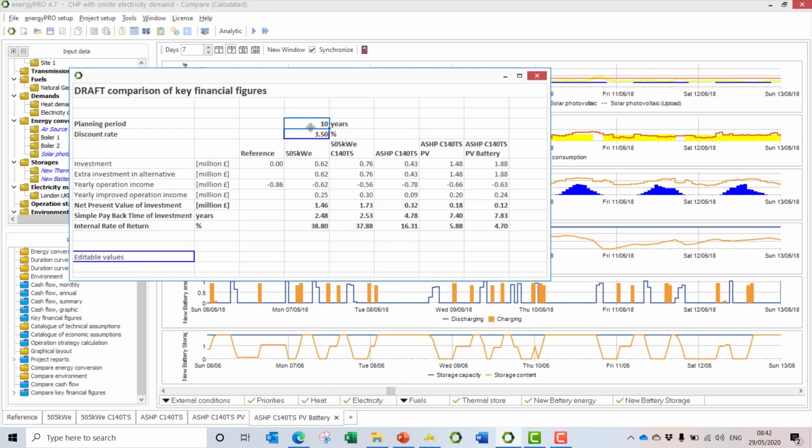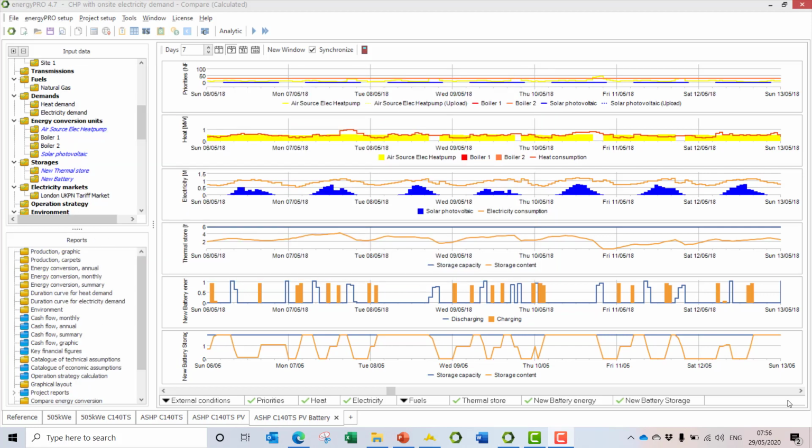So obviously I could go back and I could change the planning periods, look at a longer time, which would change the net present value and the internal rate of return. I could also change the discount rate and see different NPVs as a result. Okay, so that was a brief dip into energyPRO and its functionality.